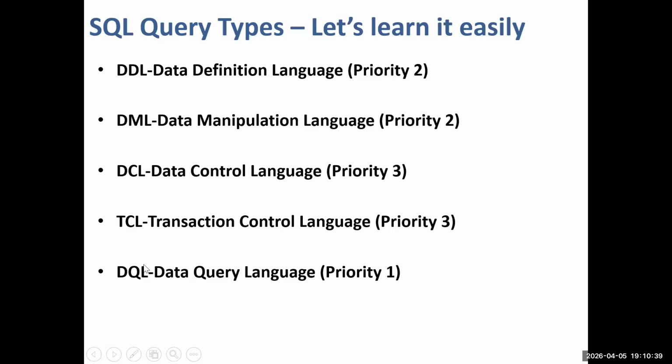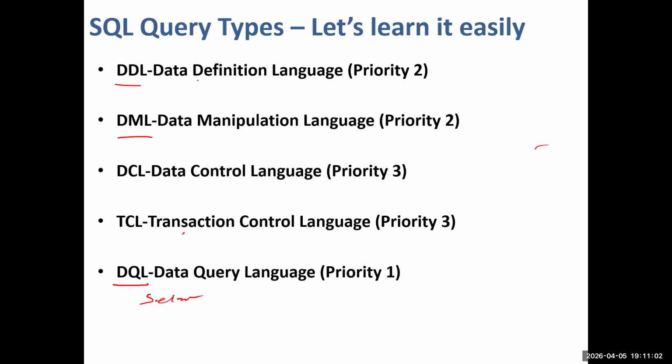So priority wise, DQL is very, very important. When you say DQL, DQL is nothing but our usual select only. The select query is the one which we are going to use heavily. And then priority two wise, you can consider DDL and DML.